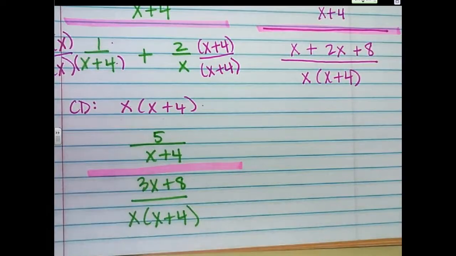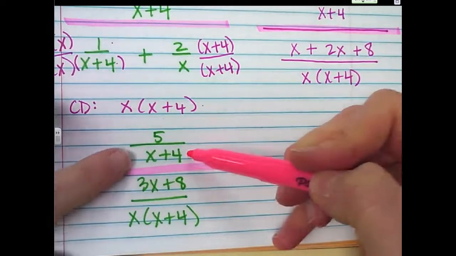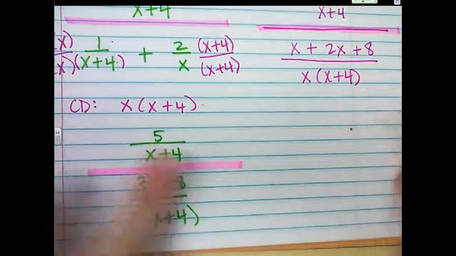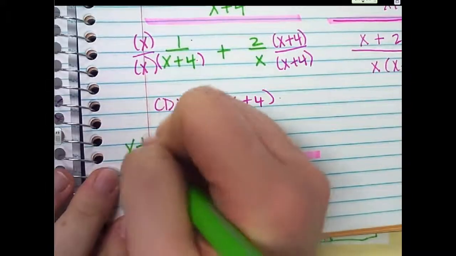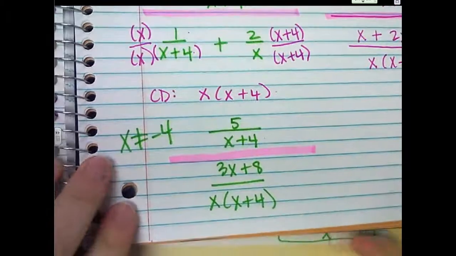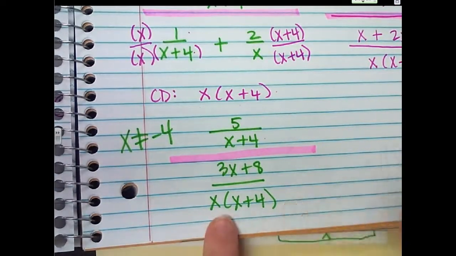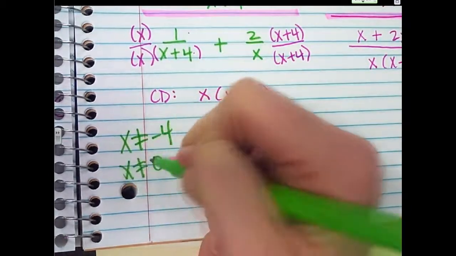So when you look at the denominators, if I look at just this one, what can x not equal right here? Negative 4. Good, negative 4. Let me put it over right here. X cannot equal negative 4. If I look at this denominator, what can x not equal? Negative 4 and 0. So add zero to the list.